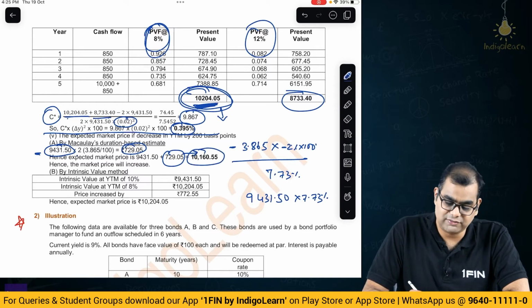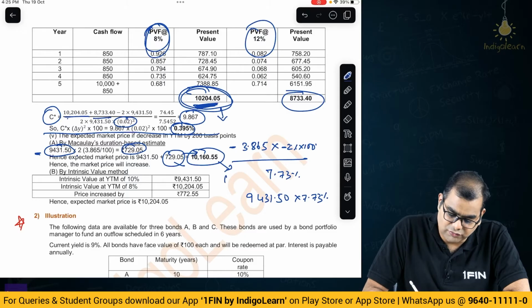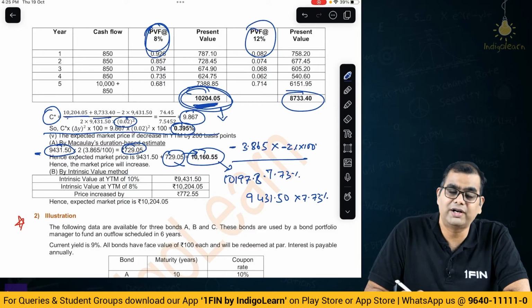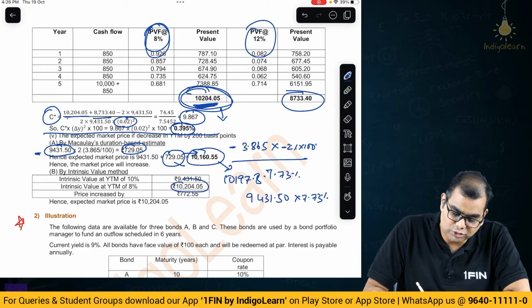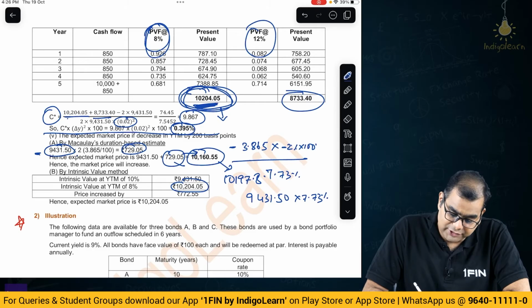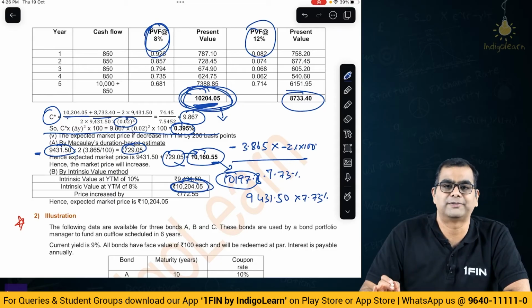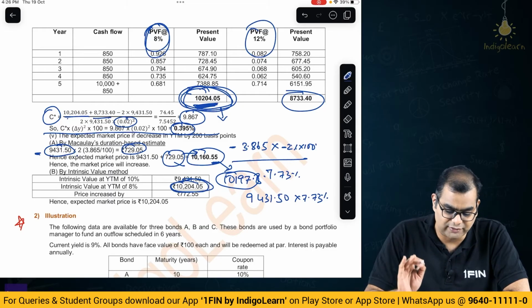Please note, here what is the price that we got? 10160. How did you get 10160? You added 9431.5 into 7.73%, so you got 729, and you added it to get 10160. This changed to 10197.8. However, if you do it by intrinsic value, it is 10204, because we already computed it earlier. So duration gives you a rough estimate, convexity gives you a closer estimate, repricing the bonds gives you the exact number. Okay, this is something that you have to remember.